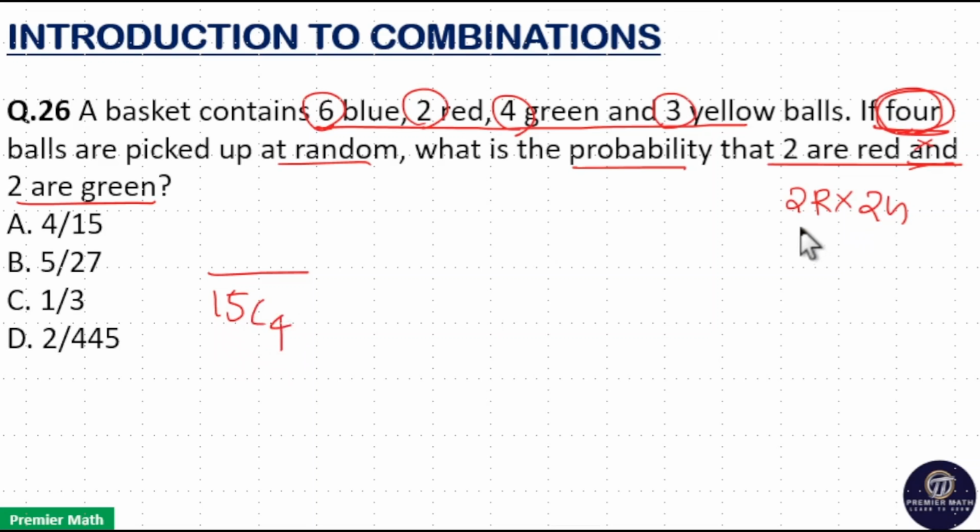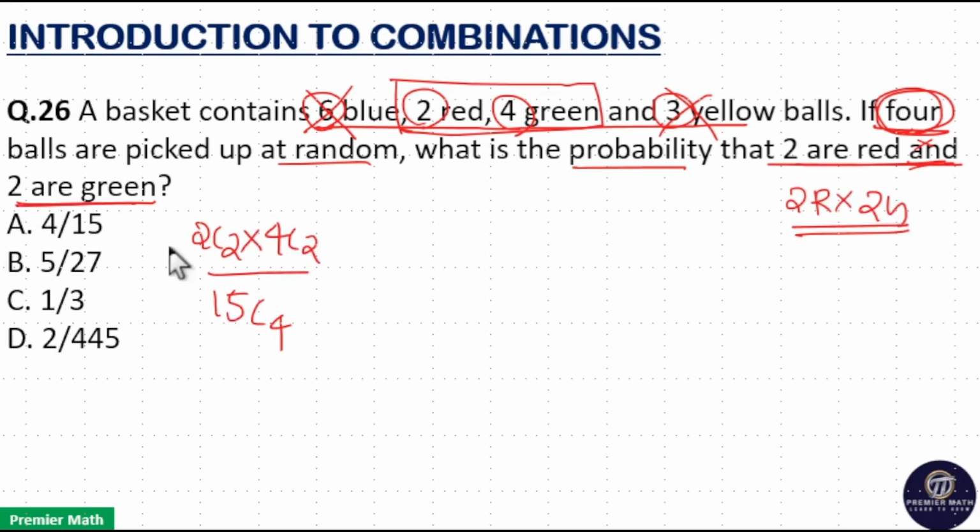Now favorable outcome means 2 red and 2 green. So ignore blue balls and yellow balls. Now we have 2 red and 4 greens. So out of this 2 red, we should draw 2 red. So 2C2 is the selection. And out of this 4 green, we should select 2 green. So 4C2 is the selection. Here, this is 2 red and 2 green favorable outcome. So multiply.